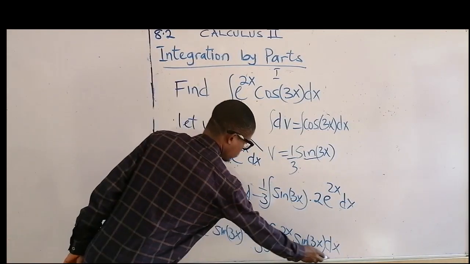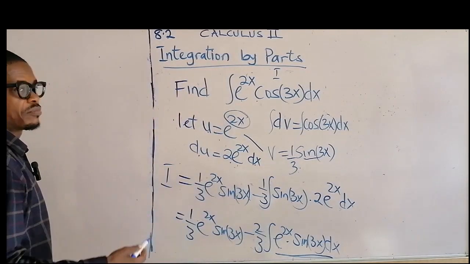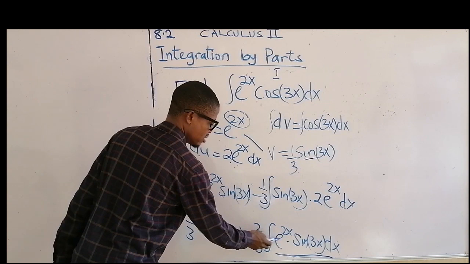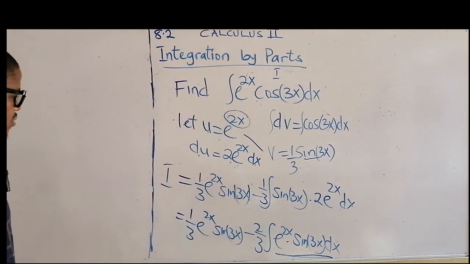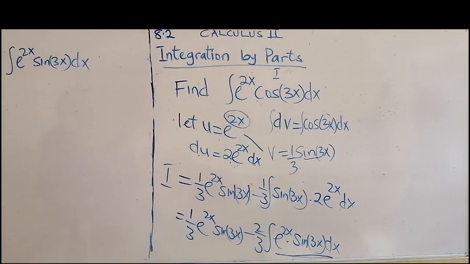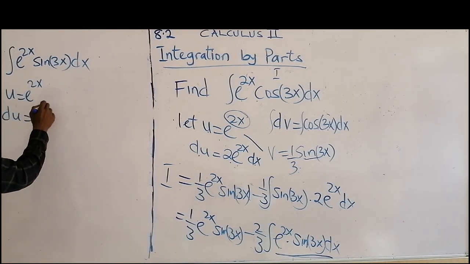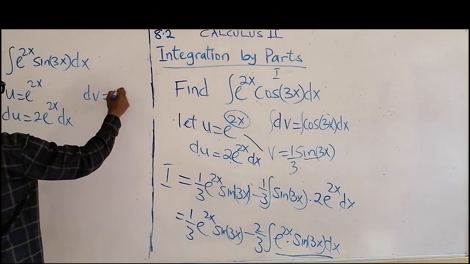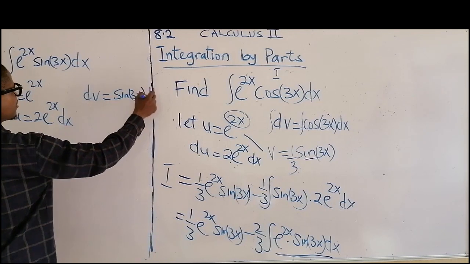This one we need to repeat the process of integration by parts, because it involves two functions. It's a product of this one and this one. So I'm going to take that one out and solve it separately. So u is also this, so du is equal to 2 times this function dx. Then dv is sine 3x dx.